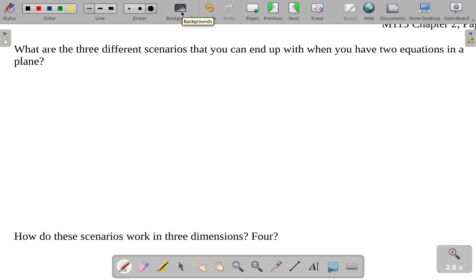What are the three different scenarios that you can end up with when you have two equations in a plane? What we saw in that last example, we had two lines intersecting at a single point. Thus, there is exactly one solution. This is only one of the things that can happen when we have two lines in a plane. See if you can think of the other two things that can happen.